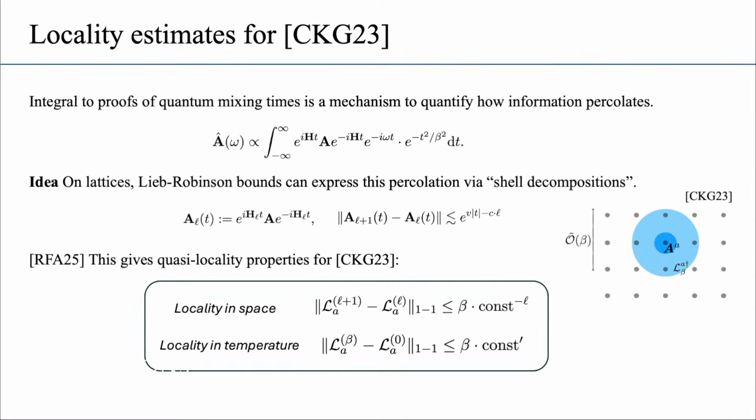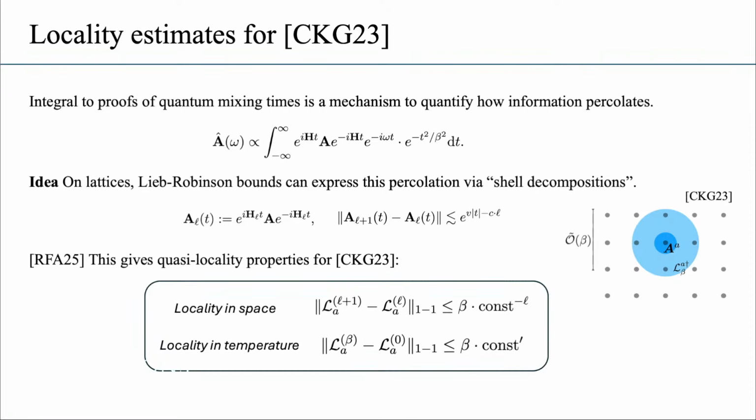But furthermore, they satisfy a locality in temperature, where... What is L_A^{L+1}? Does it include also L_A^L, or is it only... Yeah, it does include. It's as if you were to literally take one update and truncate to distance L.